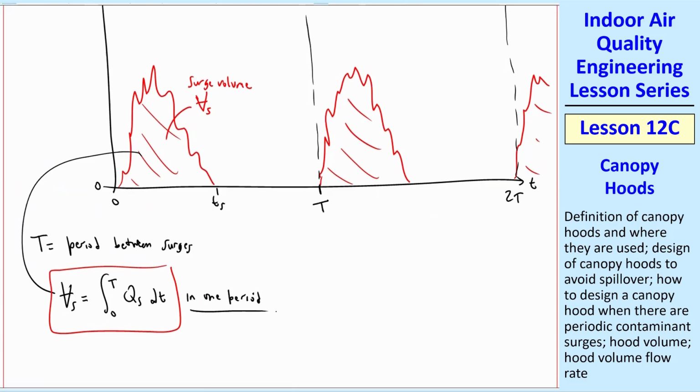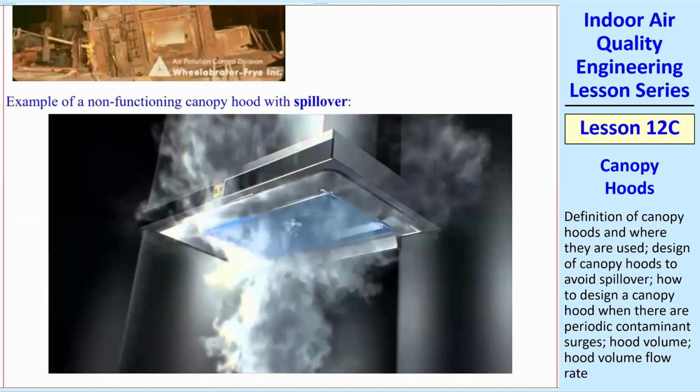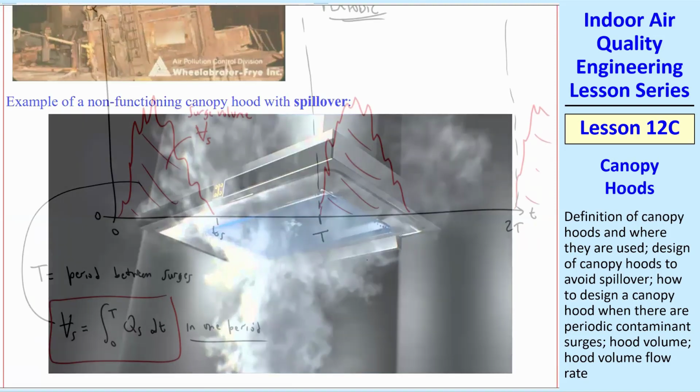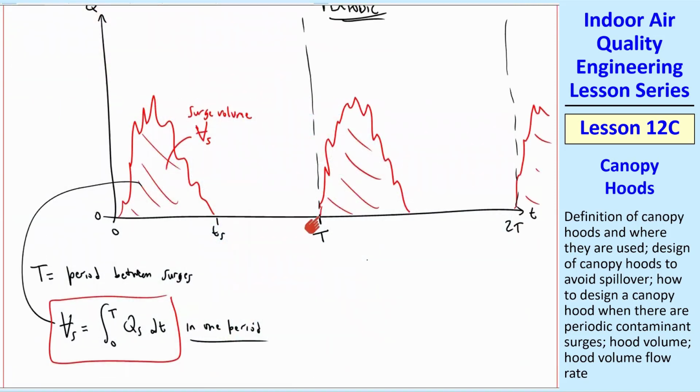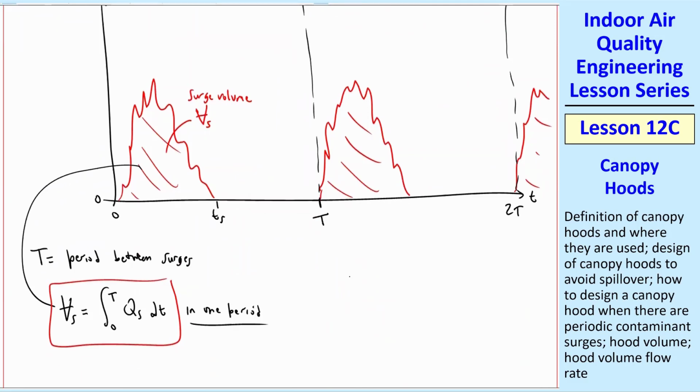And since everything is periodic, we can analyze this just in that one period from 0 to T, and the goal is to avoid any of this spillover, and we remove all the smoke. If we design it right, by the time we start again, we don't have any smoke left, and then we start over. You only have to do this once.